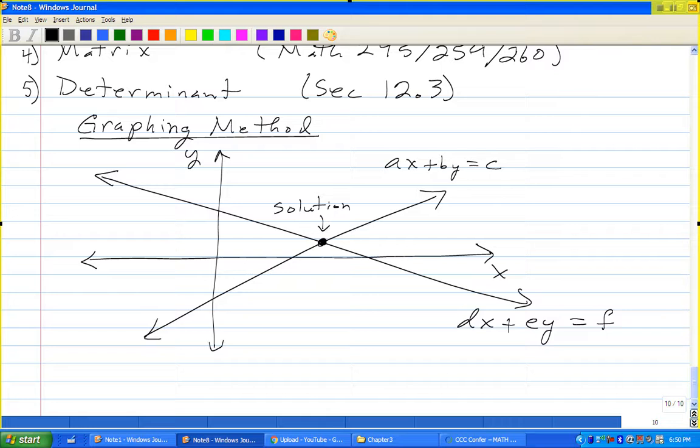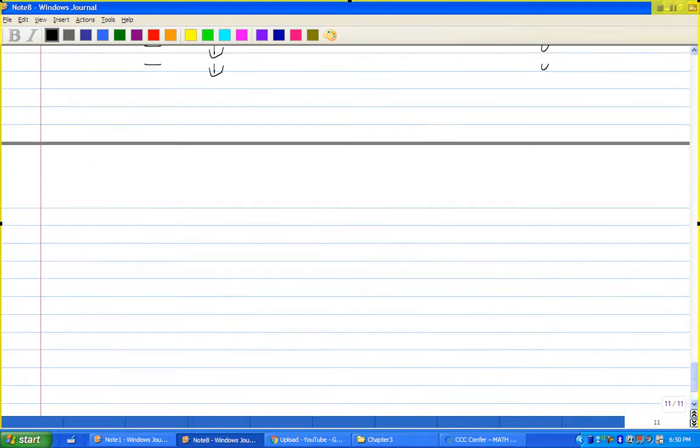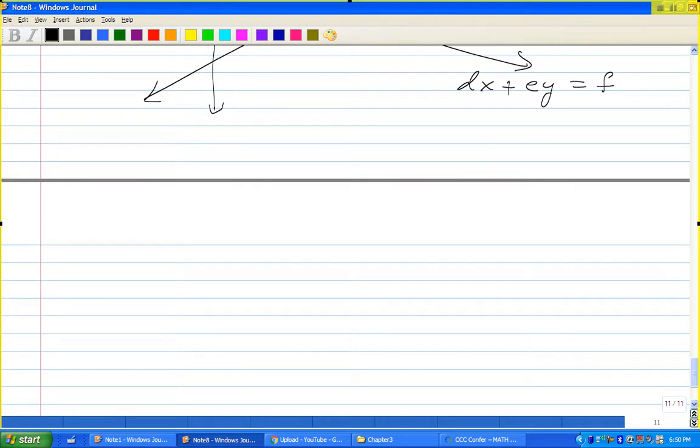And so these numbers that we were finding above and checking if they were solutions, we were actually just finding the point of intersection of these lines. And so let me give you some terminology. Intersecting lines.